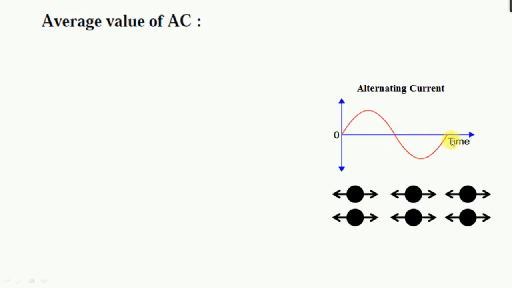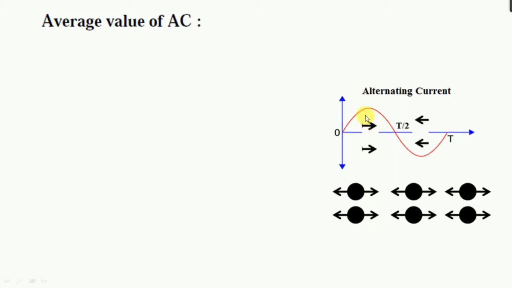Now let's understand the average value of AC current by taking an example. We know this is the graph of an alternating current, and we also know that in alternating current the charges do not move in one direction, they oscillate from their mean position. So the direction of motion is in both sides, and during the first half cycle suppose the charges are moving towards the right, and in the second half time period the charges are flowing towards the left.